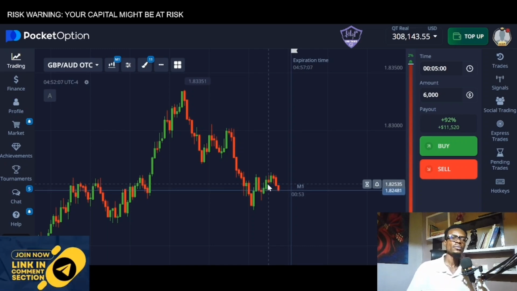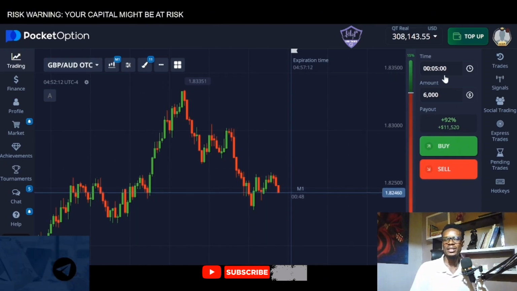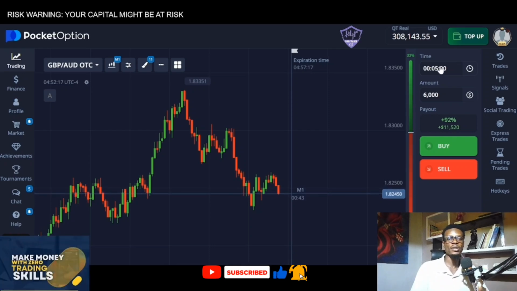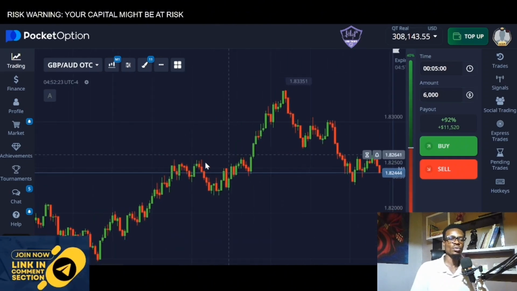Looking at the chart, you can see that this is GBP/AUD, the OTC market. This is the 1 minute time frame, and of course you can see that we'll be trading over a period of 5 minutes expiry right here, and we are going to be risking 6 grand. So that being said, let me quickly walk you through the chart.